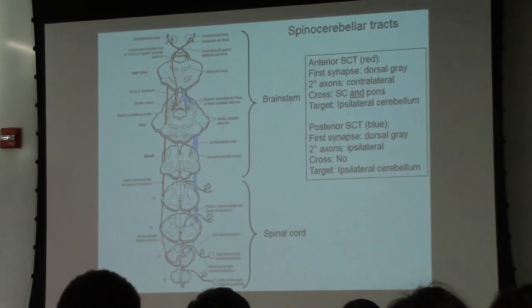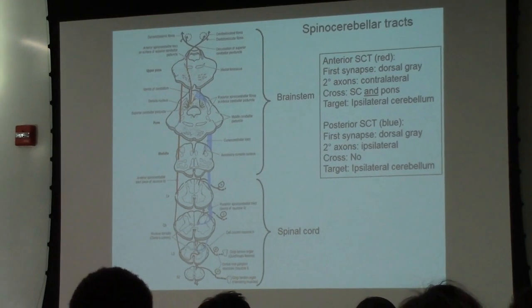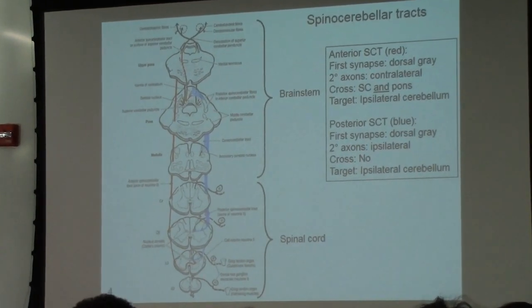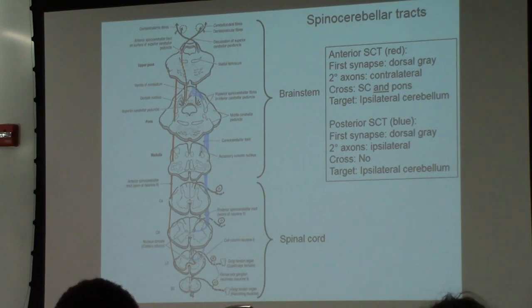I do want you to know that it ends up in the ipsilateral, not the contralateral cerebellum, even though proprioception is processed in the contralateral cortex. I don't need you to know that the anterior does the double cross and the posterior does the no cross. Don't need you to know that distinction.